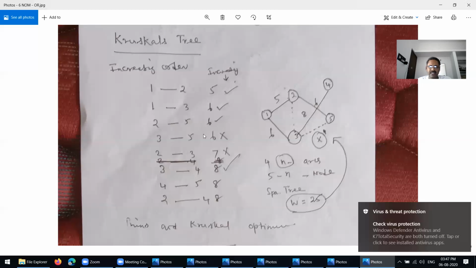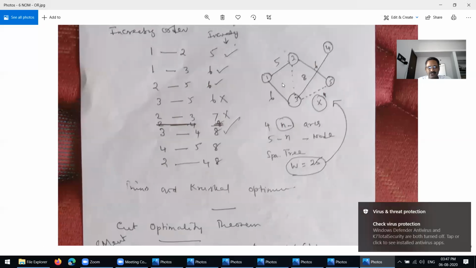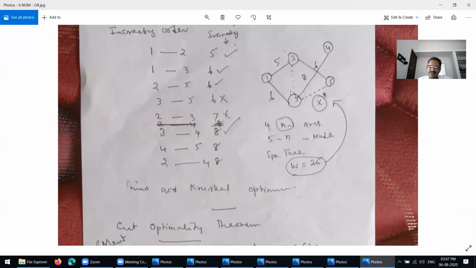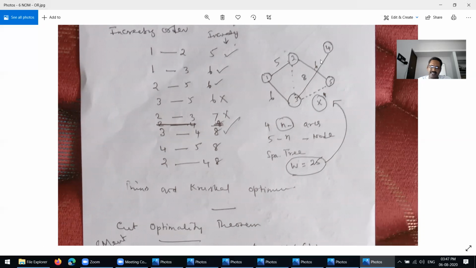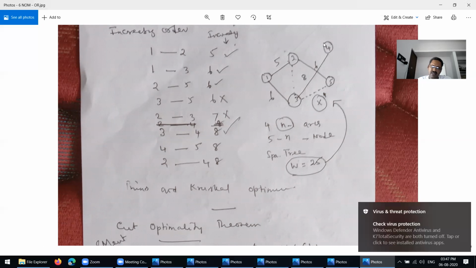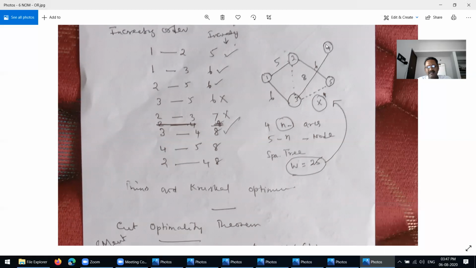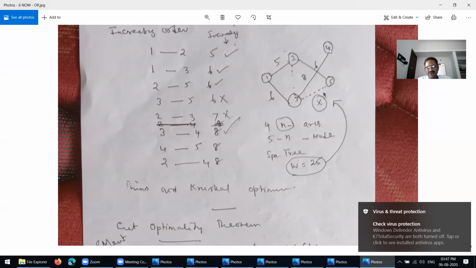Then 2 to 3 connected. So this also is not a tree. You understand? It's closed. So it's connected but not a tree. So this one is also not possible. Next 3 to 4, 8. 3 to 4 is connected. 3 to 4 is okay. What about 4 to 5? Suppose we are adding 4 to 5. 4 to 5 connected. Then this is not possible.